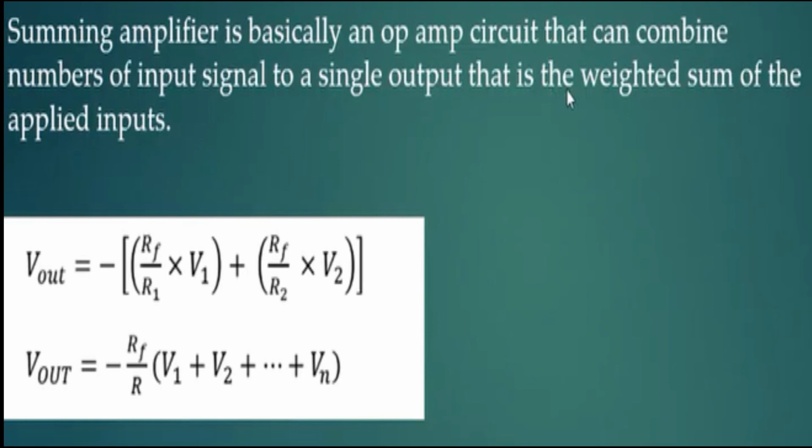A summing amplifier is basically an OP-AMP circuit that can combine a number of input signals into a single output that is the weighted sum of the applied inputs. This is the formula of Vout. As you can see, the values such as V1 and V2 can be found in the circuit. As for Vout, negative Rf over R1 times V1 plus Rf over R2 times V2, concluded as negative Rf over R, bracket V1 plus V2 plus the number of V's from the circuit.